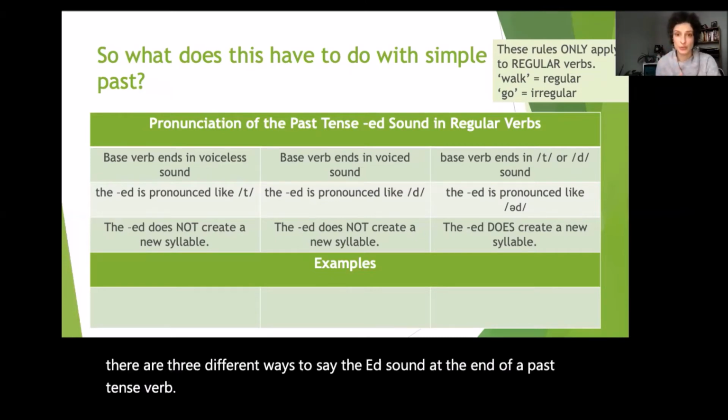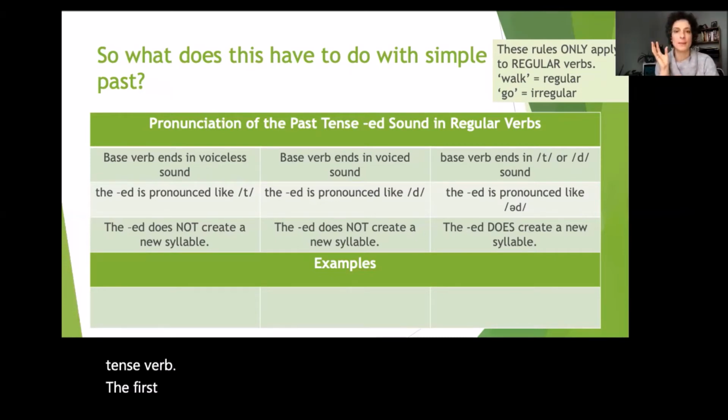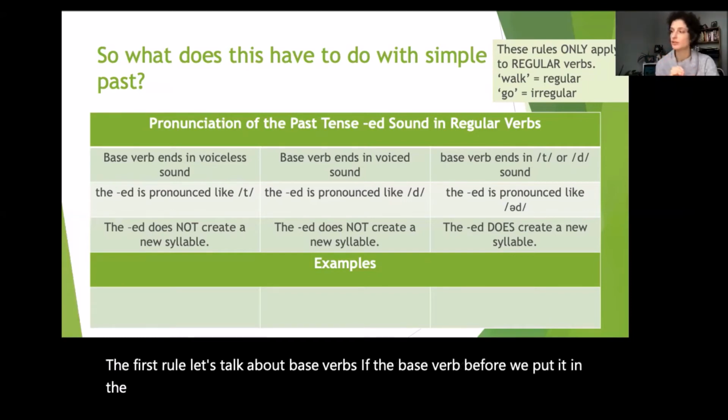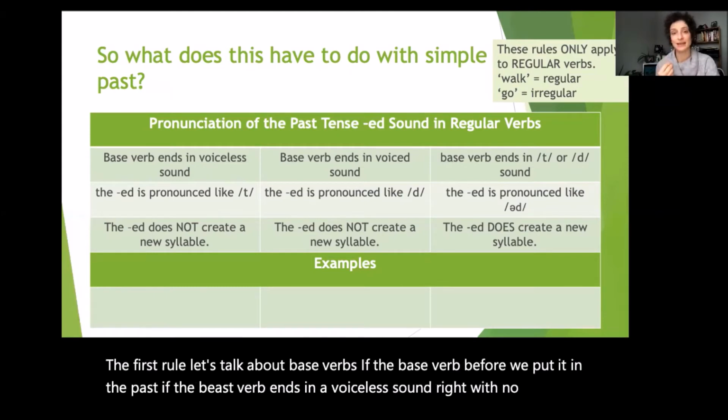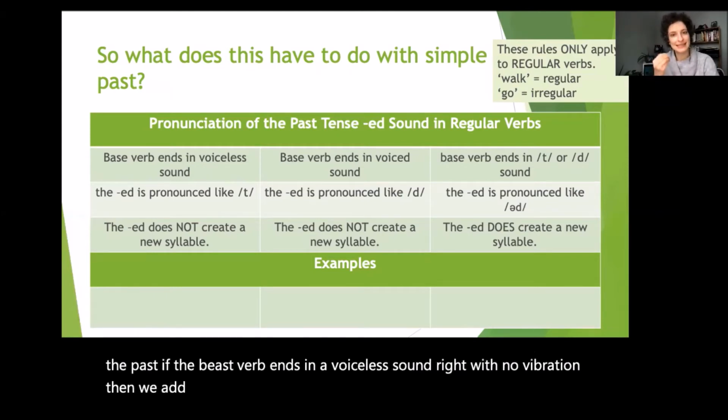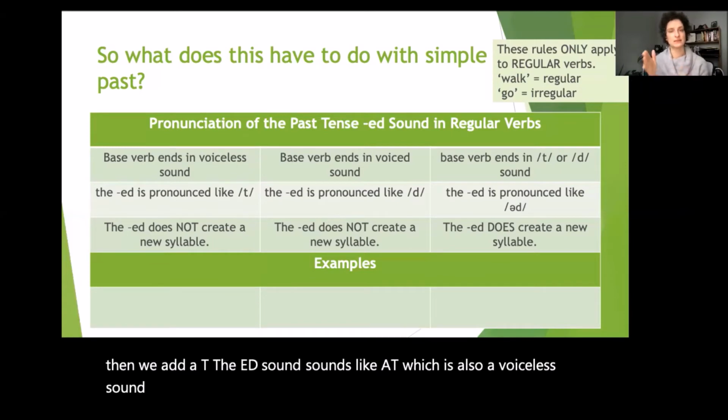The first rule, let's talk about base verbs. If the base verb, before we put it in the past, ends in a voiceless sound, with no vibration, then we add a T. The ED sound sounds like a T, which is also a voiceless sound. So voiceless plus voiceless.